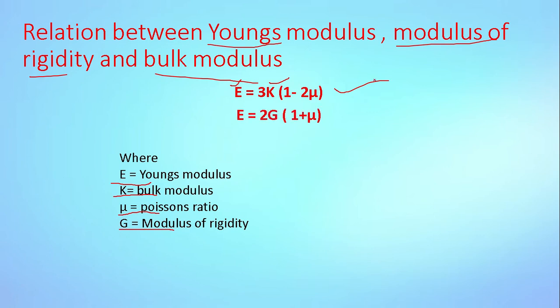And second relation between Young's modulus and modulus of rigidity is E is equal to 2G in bracket 1 plus mu. So these two formulas are very important for solving the problem. So please remember these two formulas.